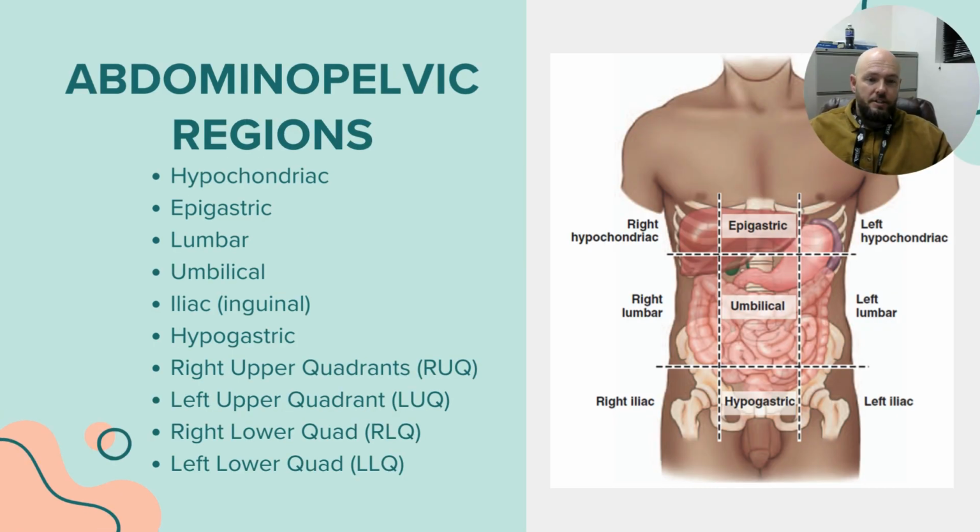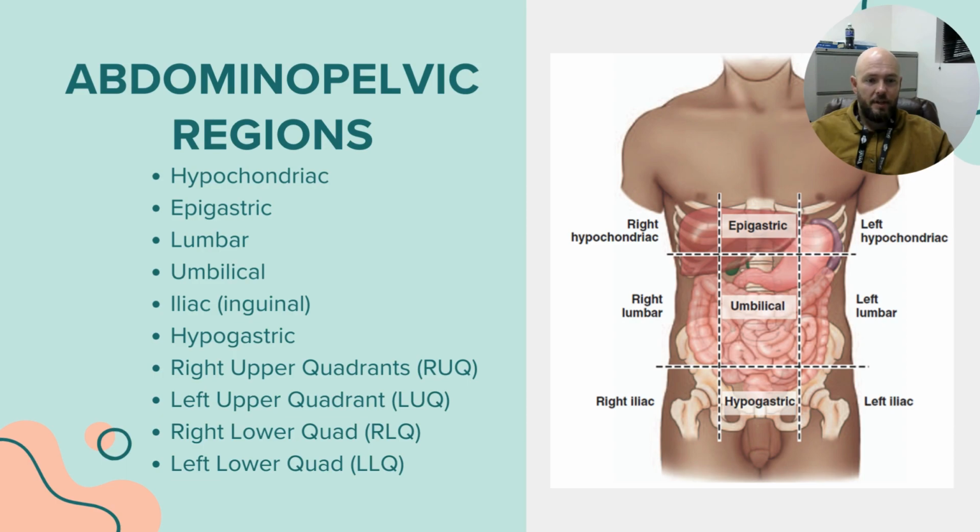Abdominal pelvic regions. I have a nice image here on this screen. We'll start at the top. Hypochondriac. So hypo is below, underneath. Chondria is cartilage. Talking about the ribs here. So hypochondriac is below the ribs. You have your right and left hypochondriac areas. They're way up here, below the nipple, upper abdomen area.